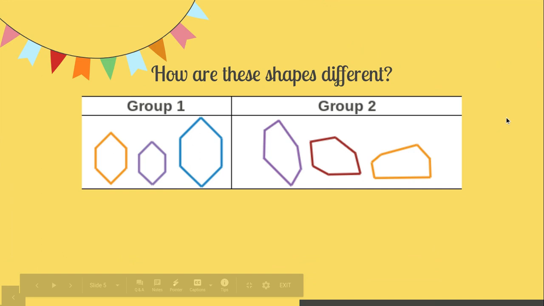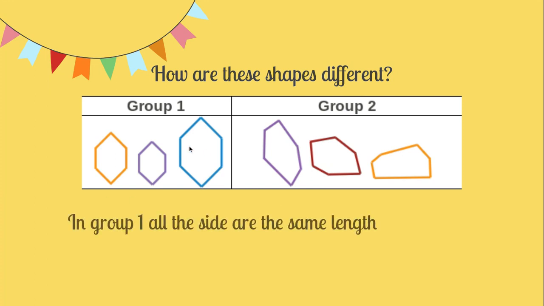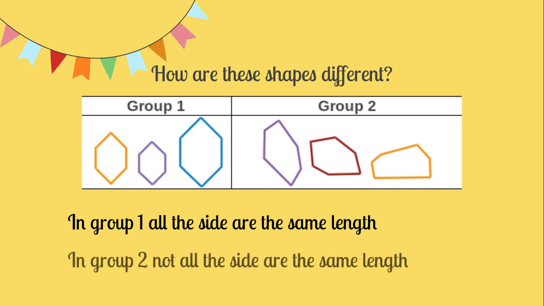So what makes these shapes different? Well, I'm noticing that although these shapes in group 1 are not the same size, like this one's the biggest, medium, and smallest, they all have the same length of sides. Whereas these shapes right here, some of these lengths are smaller than others. In group 1, all the sides are the same length. This side is the same as this side, is the same as this side, which goes for the purple shape and the blue shape. In group 2, not all the sides are the same length.